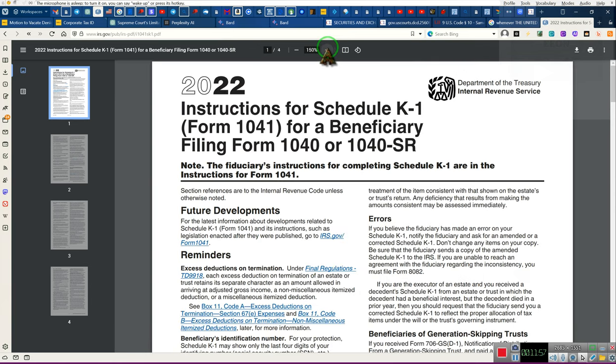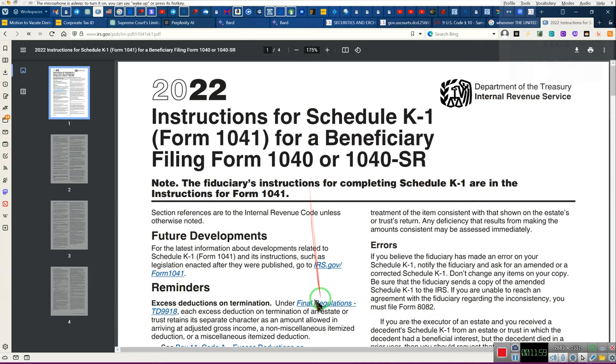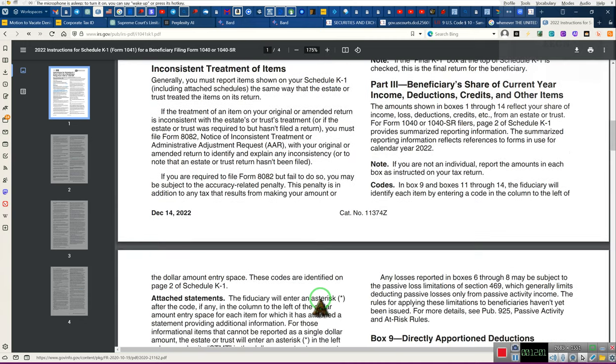Get your vitamins and minerals and nutrients. Got to eat your special K, okay?